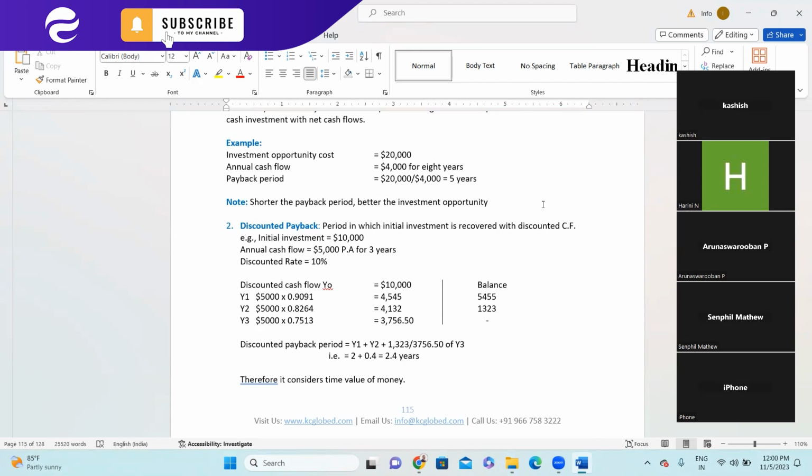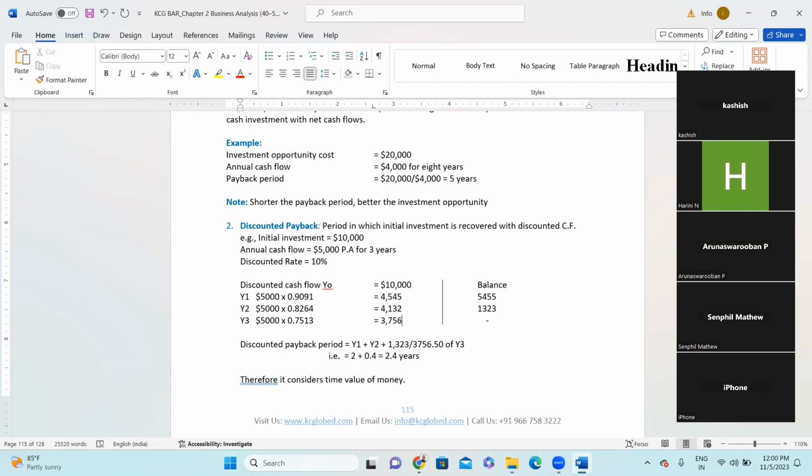So the total money which you are receiving is 4545 plus 4132 plus 3756. How much is that? Can you do the math for me? 4545 plus 4132 plus 3756. How much is the total? Sir, 12433. 12433. Are you sure? Or should I do the math?